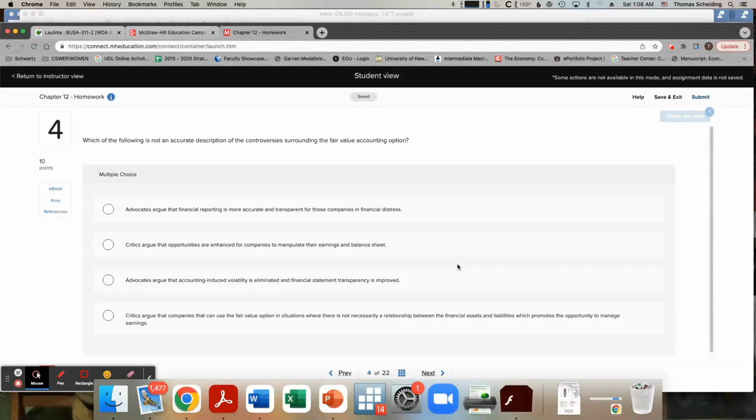Let's just read the others here. Critics argue that opportunities are enhanced for companies that manipulate their earnings. Well, yeah, that's why they do it, right? They manipulate their earnings and balance sheets so that they get an opportunity that they otherwise shouldn't have had.